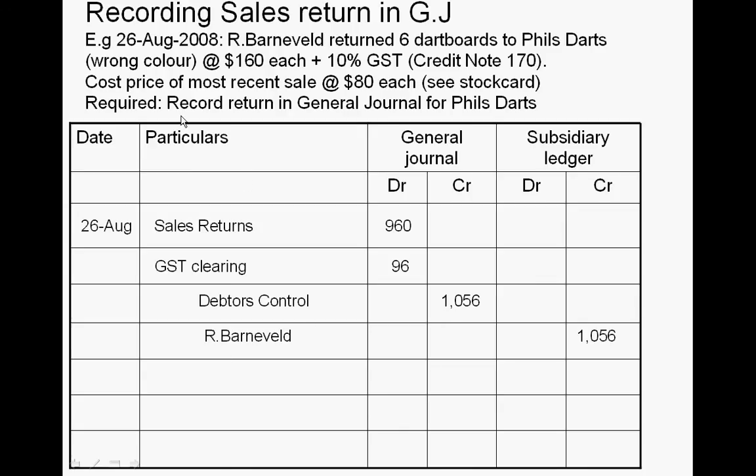In terms of the cost price effect, go to your stock card, look at your most recent sale value, $80 a piece, times 6 units equals 480. So when we had the sale, we debited the expense, cost of sale, and credited the stock. So we're simply going to reverse these. Now we've got our stock back, presuming we can reuse it. So we do a debit entry and we credit our expense 480.